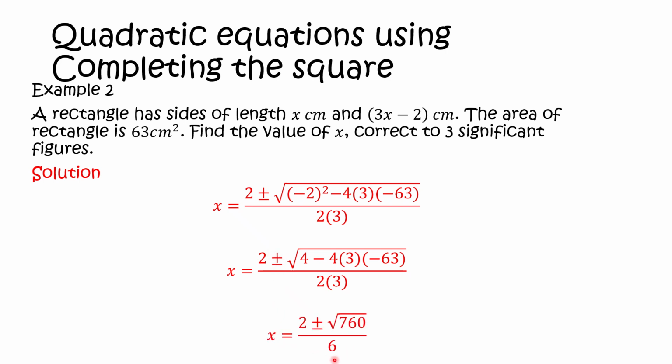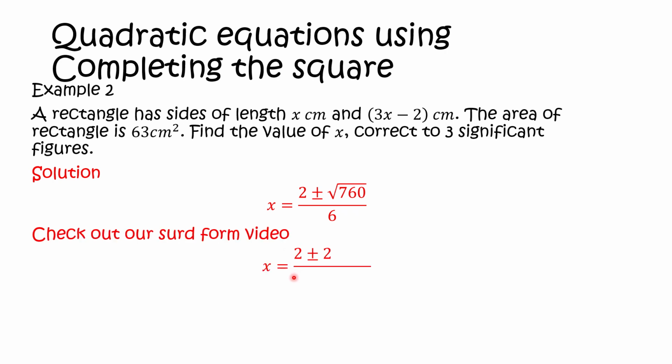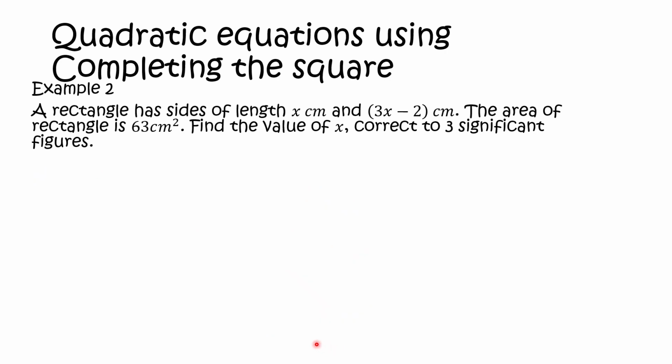Remember from our form 3 video, we spoke about how we can actually simplify the square roots that are of this nature. So from there, we get x is equal to 2 plus or minus 2 times the square root of 190 divided by 6. Now that we have a common factor in the numerator and in the denominator, we can cancel out the 2 since it's the common factor for both, so that we are going to have x is equal to 1 plus or minus square root of 190 divided by 3.